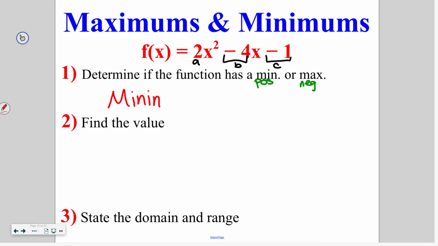You find the value of the maximum or the minimum the exact same way you find the vertex. So the first thing we need to do is negative b, which in this case is negative 4, over 2 times a. Since I have a negative of a negative 4, that turns positive. So I've got 4 over 4, giving me an answer of x is equal to 1.